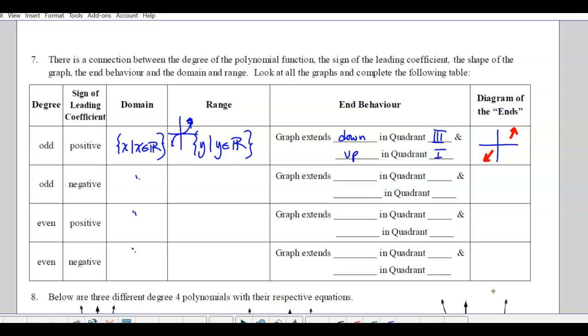So odd and negative. Same deal here. If it's odd degree, it's going to be all real numbers for range. But it's going to end in quadrant 4. So the arrow there and the arrow up there. So you can say up in quadrant 2 and down in quadrant 4. One up, one down.